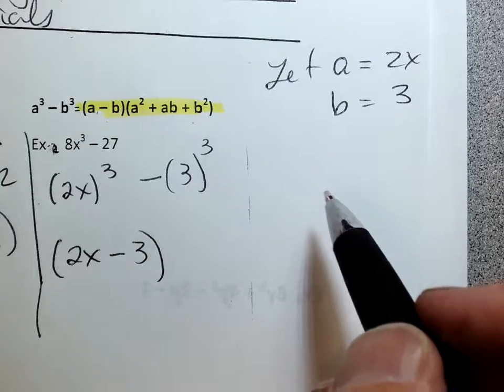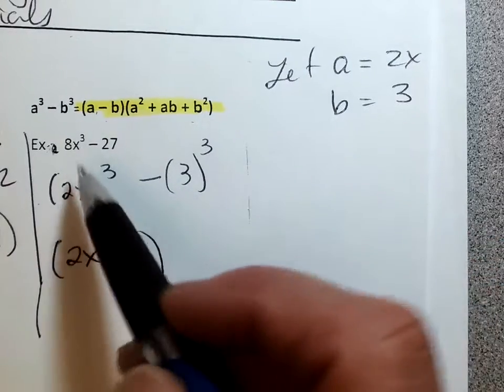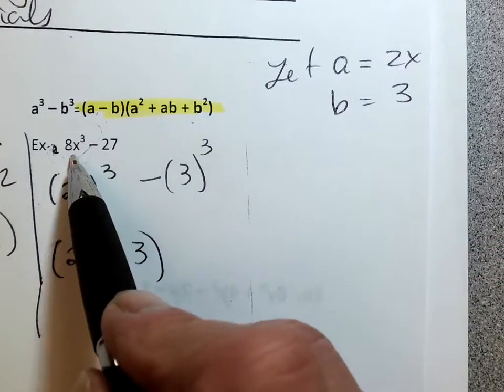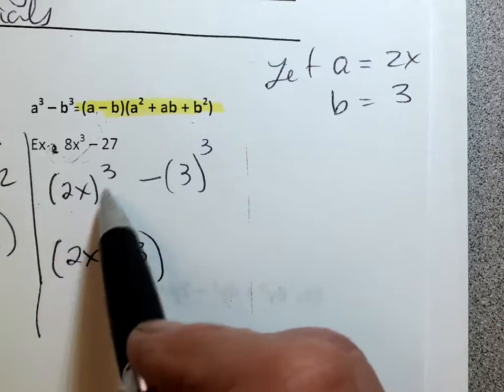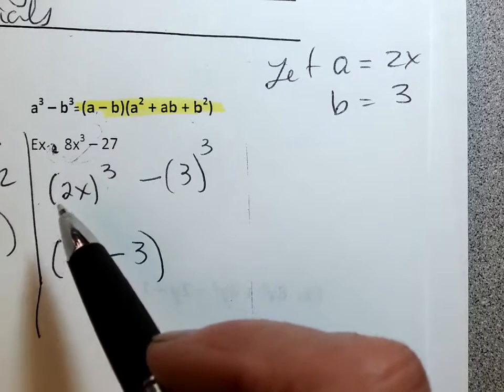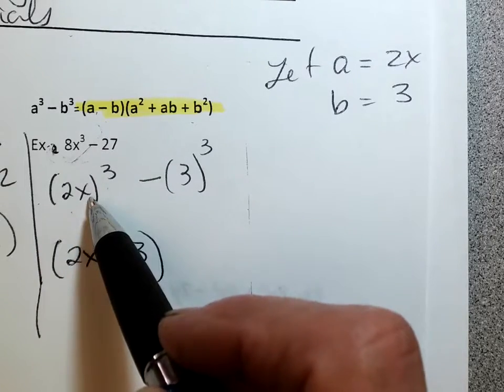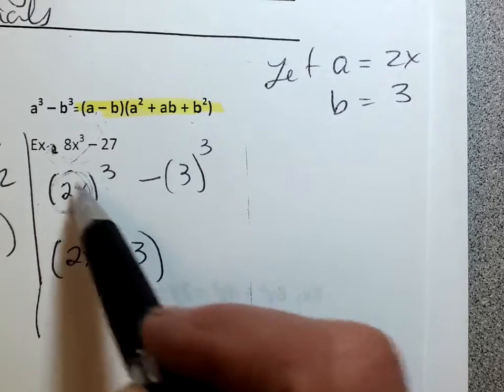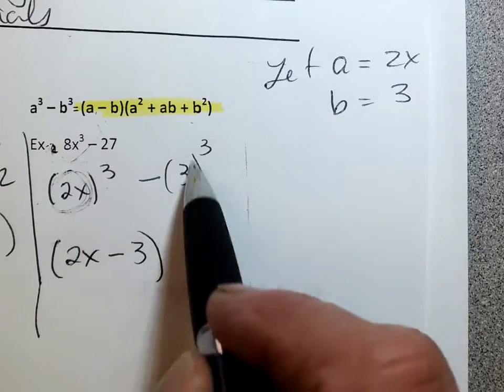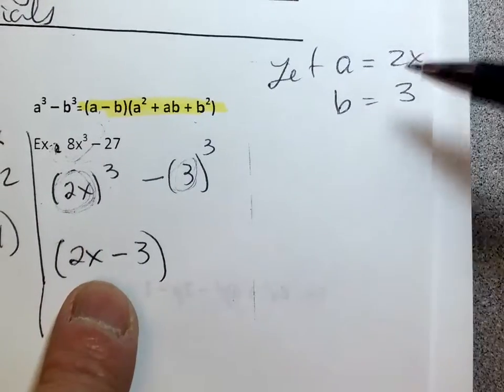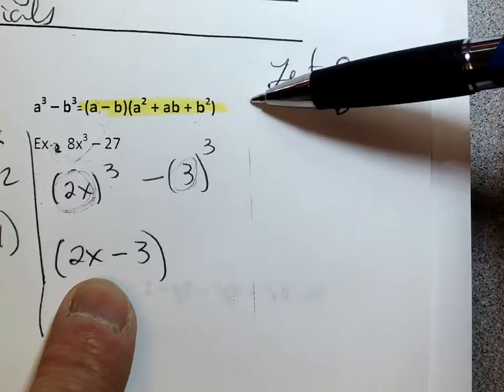Where'd you get the 2x? Great. So I rewrote this 8x cubed as 2x cubed because I know 2 times 2 times 2 is 8, Renee? And I know obviously x times x times x is x cubed, right? So this represents my value of a, and this represents the value of my b, okay? So I'm just plugging those values into my formula, okay?